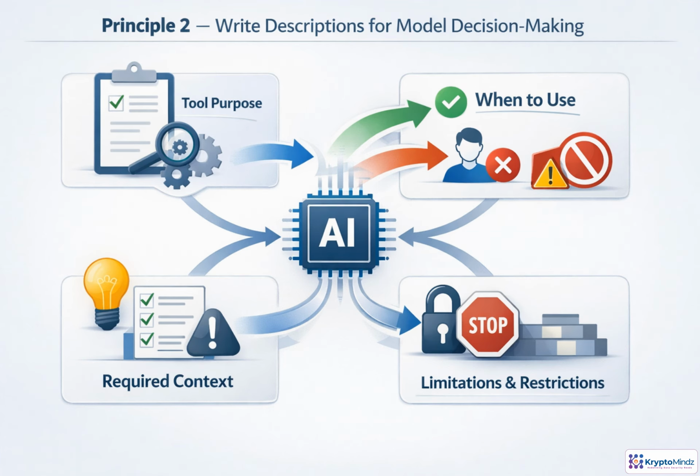Descriptions are more than human documentation. They are part of the model's decision system. A good description starts with the tool's plain purpose, then explains when to use it, when not to use it, what inputs or context are required, and any side effects or restrictions. Avoid promotional language like powerful or best in class. Use operational language the model can act on: precise, bounded, and testable.